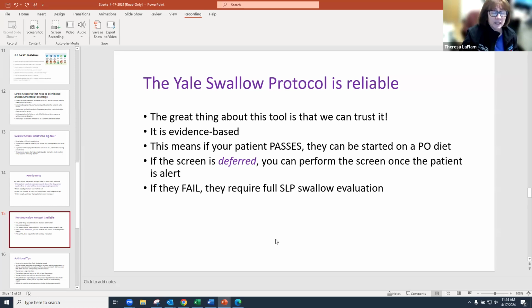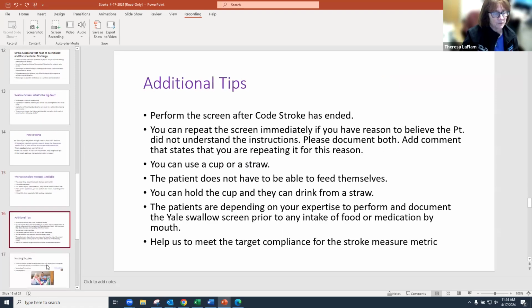If they can't pass it because of the choking or because of the gurgling, any concerns, we will fail them and we stop everything. No oral intake, and we call in the expert, the speech therapist, to do the evaluation. Some tips we give our nurses: you can use a cup or a straw. The patient doesn't have to be able to feed themselves. You can help them. You can hold the cup and have them drink the 3 ounces with a straw.